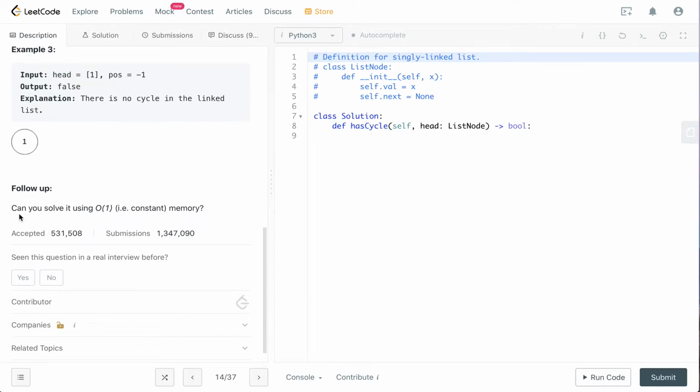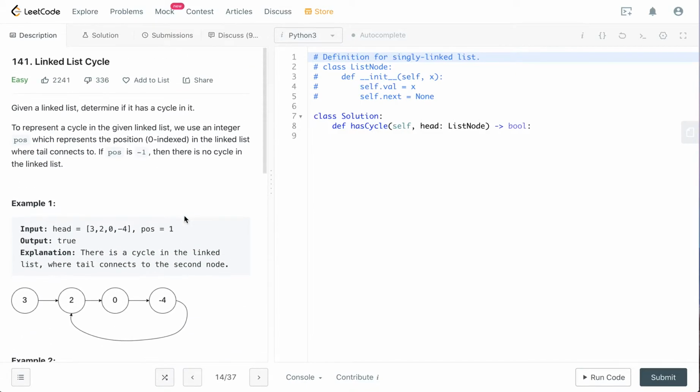And in the note here, you can see: can you solve it using O(1) memory? So constant memory. Basically, we cannot create another structure to hold extra memory. So we can basically only use our given linked list.